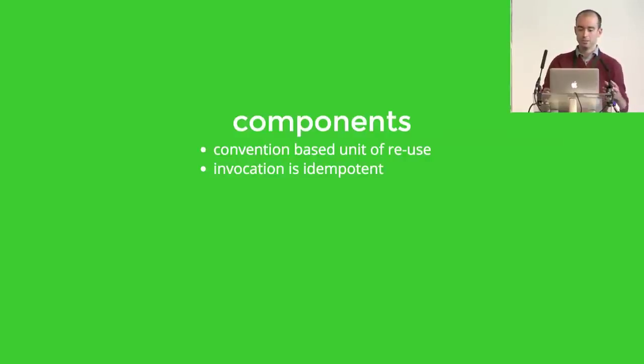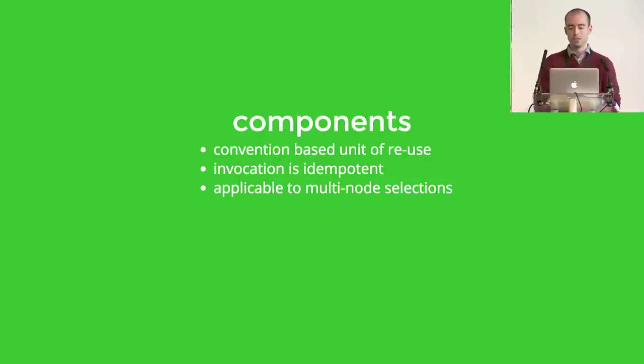The invocation of the components should be idempotent, and we should always try and make sure that our components are applicable to multi-node selections. A multi-node selection that you want to use with a component might be if you have 10 SVG elements on your page and you want to associate 10 different data sets with each SVG. Then when you render your component, you would want to use the local data associated with each SVG. You certainly wouldn't want it to use, say, the first one and render it across all of them.